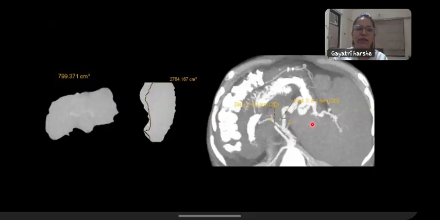This is another scenario where you can actually use the volumetric assessment. So this is a case of chronic liver disease prior to transplant. We can predict the splenic steal prior to the transplant. So this was the liver volume of chronic liver disease with gross ascites, 799, and this is the splenic volume which was grossly enlarged in size, that was 2784.